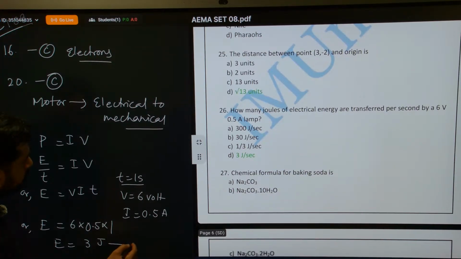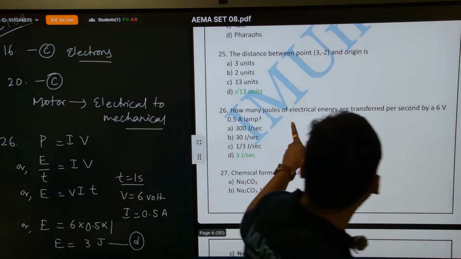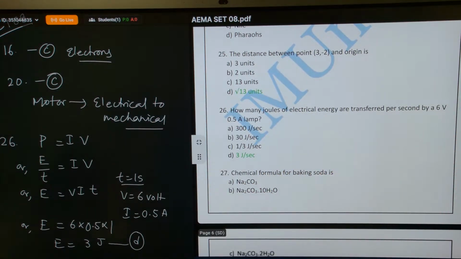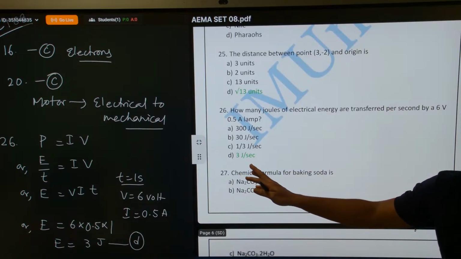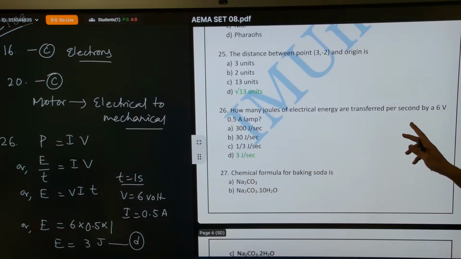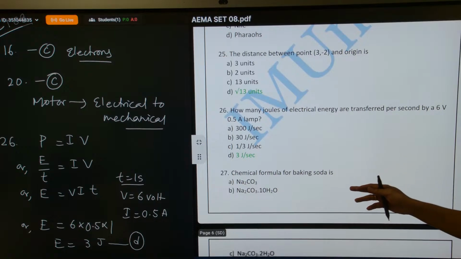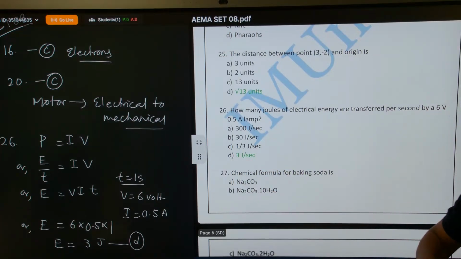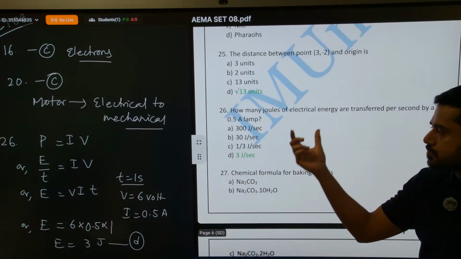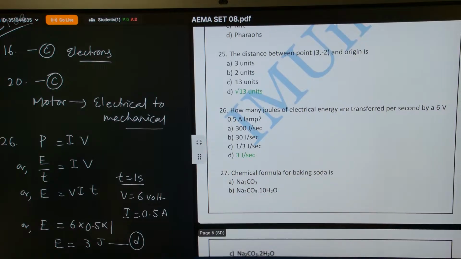Actually, the unit is wrong. How many joules of electrical energy is being transferred? Second would not be there, only joule, because they have already mentioned per second. Whatever they are asking, 3 joule per second. But energy means joules. Joules per second means energy flowing per unit time.